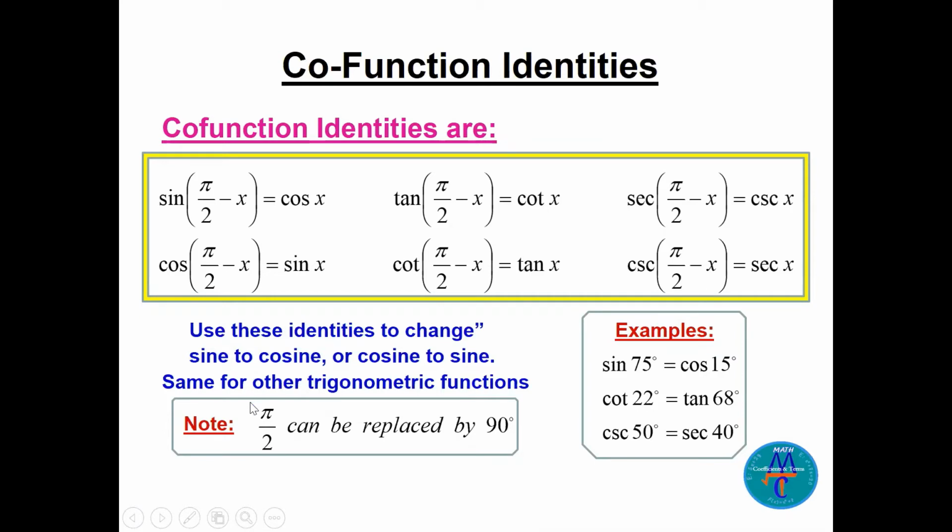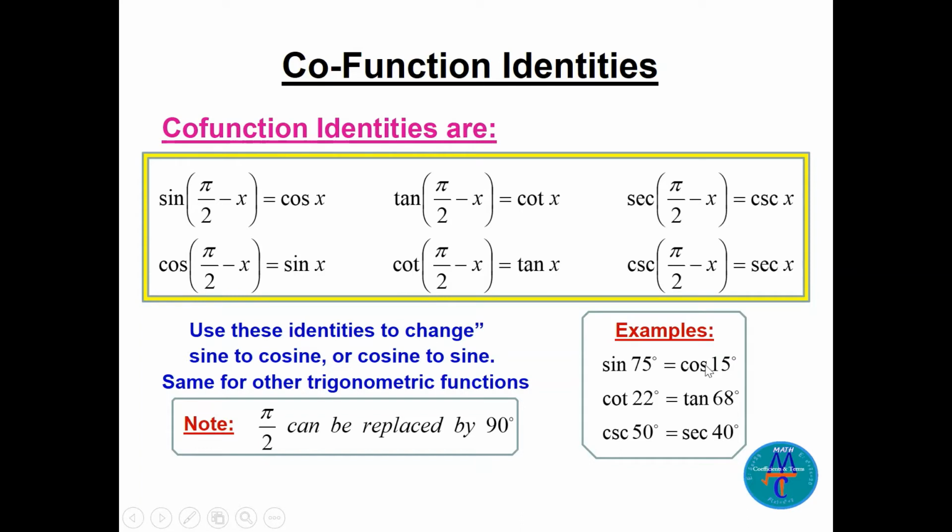Now, the first note here: pi over 2 can be replaced by 90 degrees. That's an angle here, 90 degrees. So if you need to change from sine to cosine, or tan to cotan, or secant to cosecant, you can use these cofunction identities. Look at this simple example here. Suppose we have cosine 15. See, this is cosine of x, cosine 15, so x is 15.